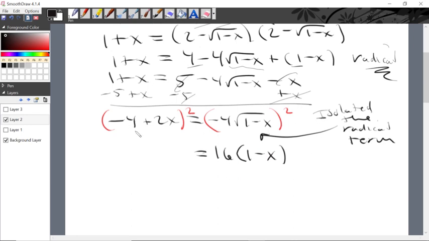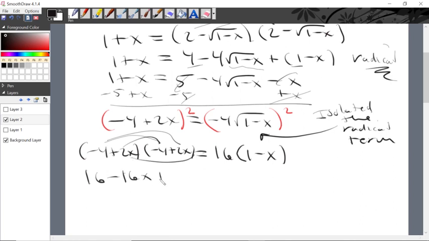Okay? We're going to have negative 4 plus 2x times negative 4 plus 2x, right? FOIL that out. So we get a 16, and then we get a minus 8x, but another minus 8x, so a minus 16x. And finally, 2x times 2x is 4x squared. Okay? We can distribute the 16 as well.